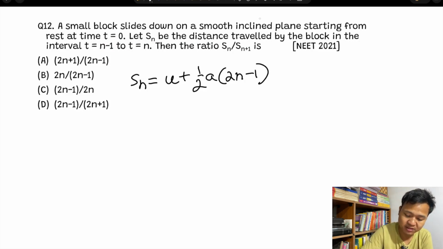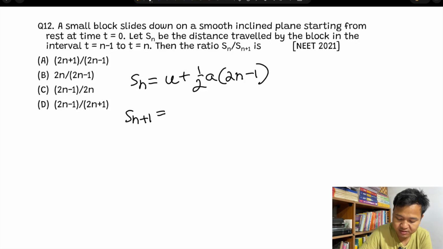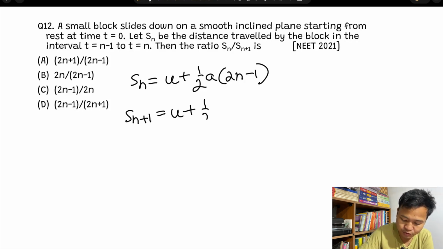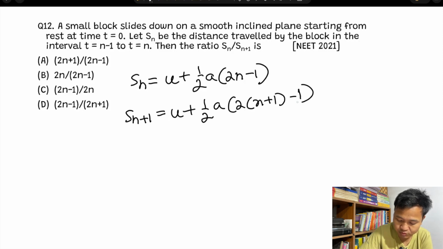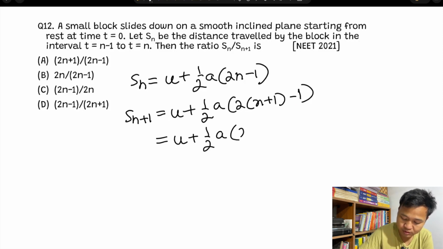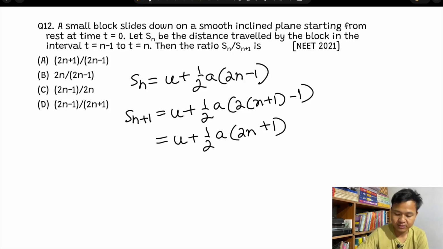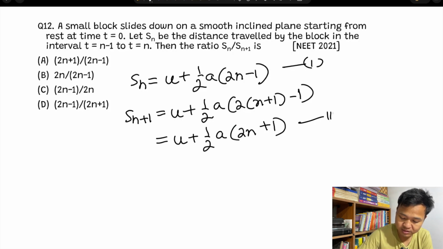Go to the question. The question asks for Sn divided by Sn plus 1. So this is Sn. Then tell me what is n plus 1. In place of n, you put n plus 1. Now just substitute. U plus half a into 2 into n plus 1 minus 1, is u plus half a into 2n plus 1. So this is equation 1, this is equation 2.